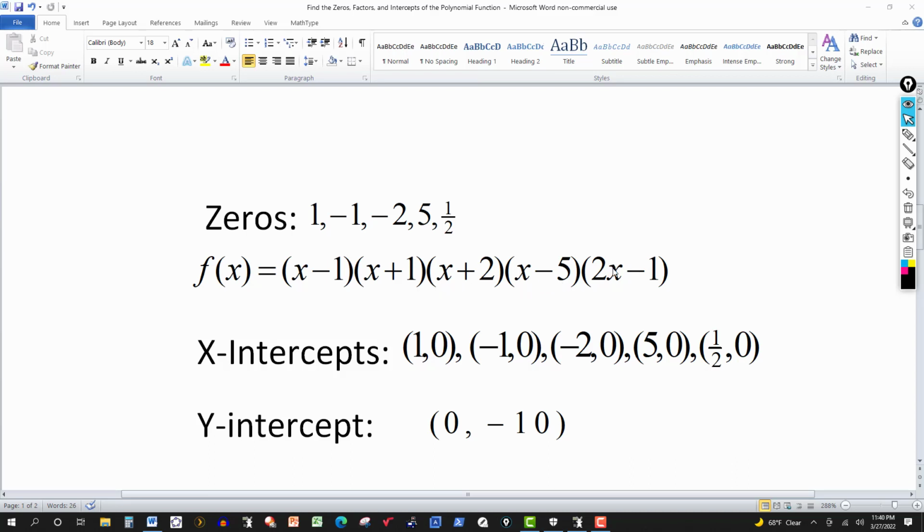This one you could write as x minus 1/2. Same thing as this. If you set this equal to 0 and solve it, you get x equal to 1/2 would be a 0. And then the x-intercepts are the zeros.